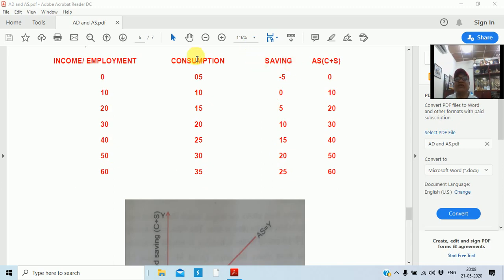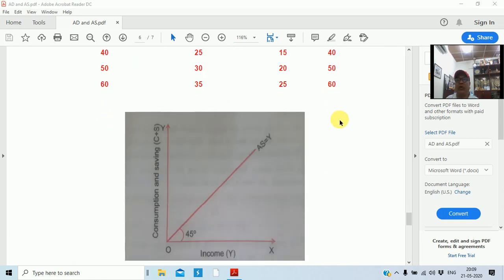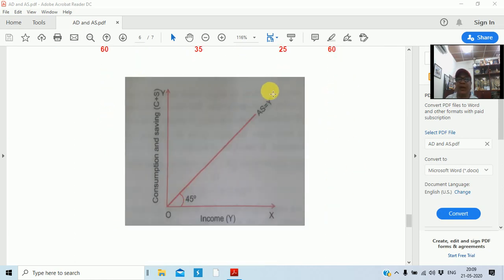Now I have got savings, I have got consumption. And what is aggregate supply? Aggregate supply is equal to C plus S. So 5 plus minus 5, how much? 0. 10 plus 0, 10. 15 plus 5, 20. 20 plus 10, 30. 25 plus 15, 40. 30 plus 20, 50. 35 plus 25, 60. Now I have got this, this is your aggregate supply. Right? Now if you draw the diagram, it will come like this.